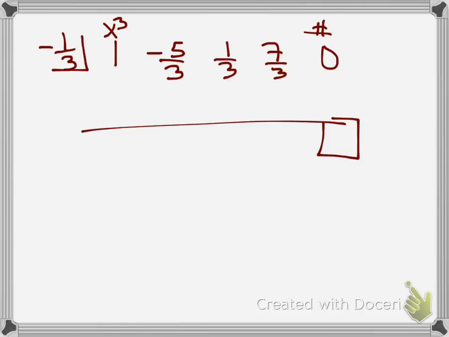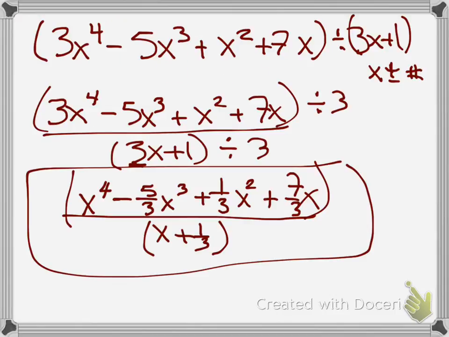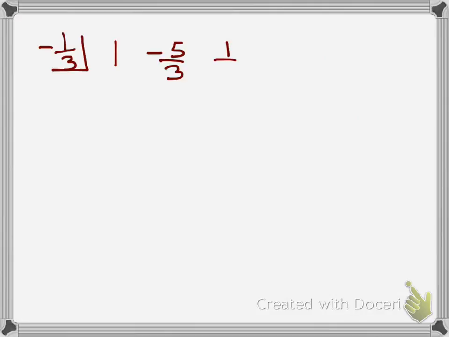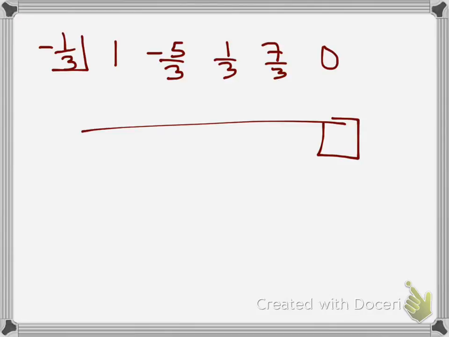Wait. That's not x cubed. That's x to the 4th. Ah! I showed you too much of the work. Let's go back here. Okay, so that's not x cubed. That's actually x to the 4th. Oopsie. So then that would make that a number. And let's go from there.